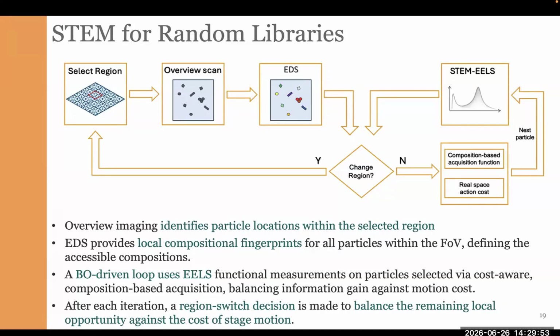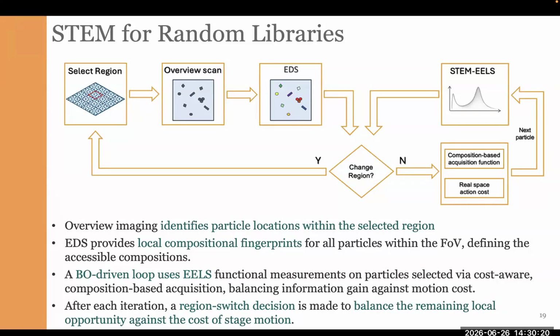This is an overview of the approach we are suggesting. It is running with Bayesian optimization, but actually the method is not so important. It can be running with another optimization approach. The idea is the following. You start with some field of view, with some selected region. You definitely make an overview scan to get the positions of the particles. You estimate the composition of the particle.